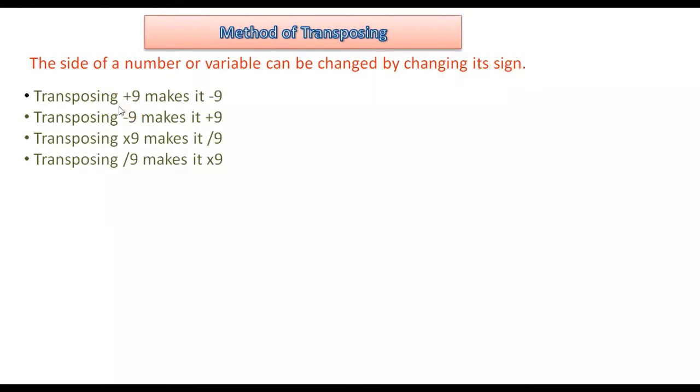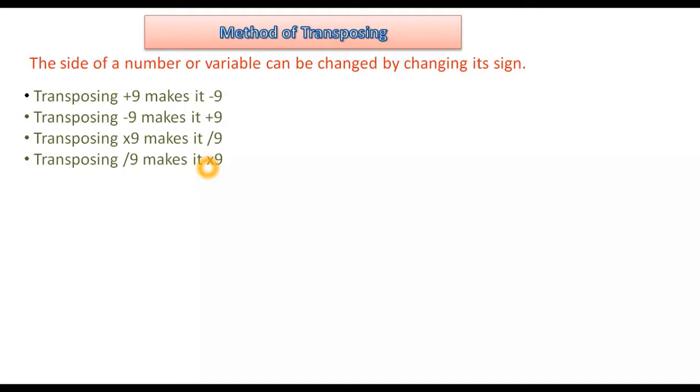That means if you are transposing something in positive, something in addition, for instance if you are having +9, it's just to make you understand. So if you are having something in positive and you are transposing it from left hand side to right hand side, this +9 will get changed into -9. If you are having -9, suppose on right hand side, and you are changing its side to left hand side, then this -9 will get changed into +9. Same, if you are having something in multiplication, that will get changed into division. If you are having something in division, that will get changed into multiplication after changing their sides.